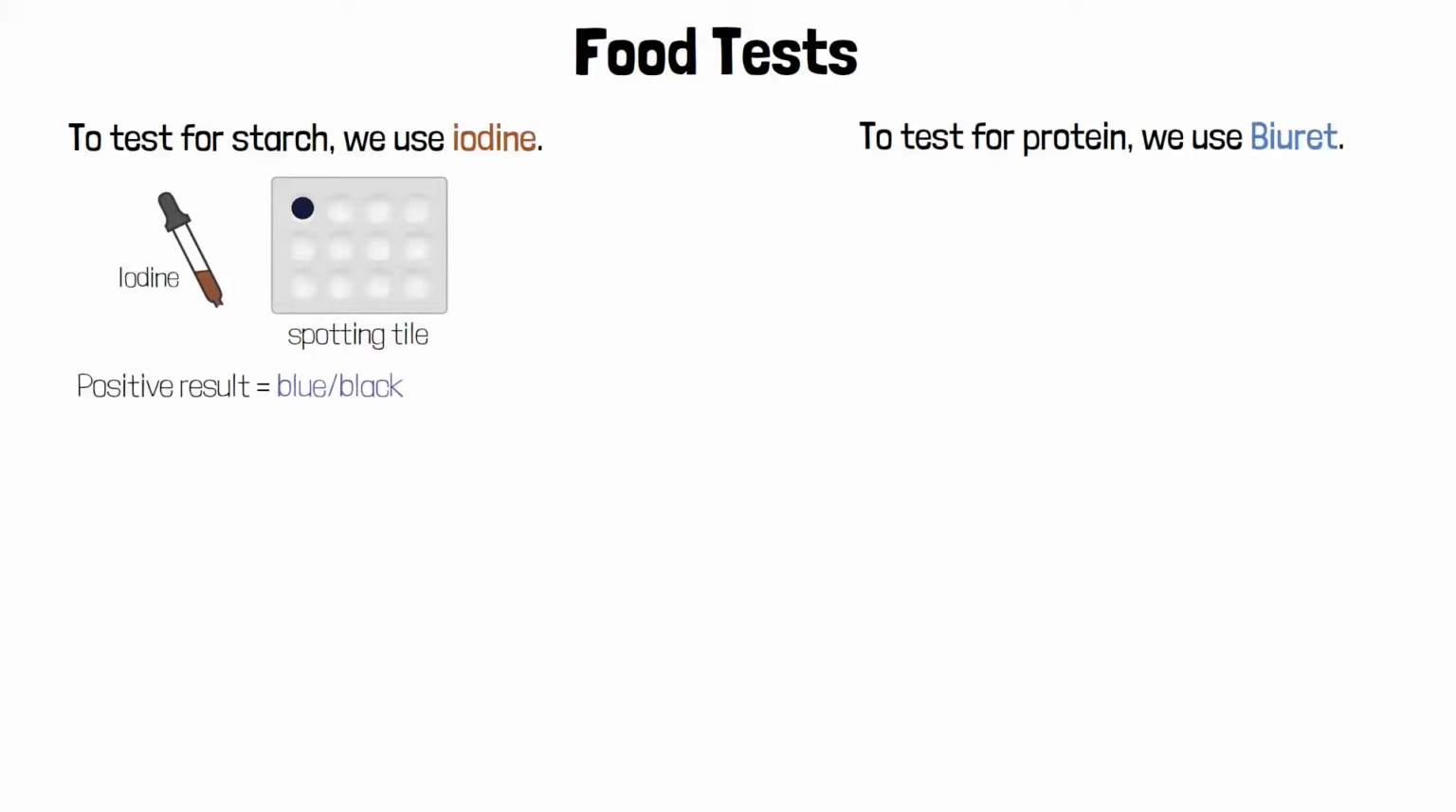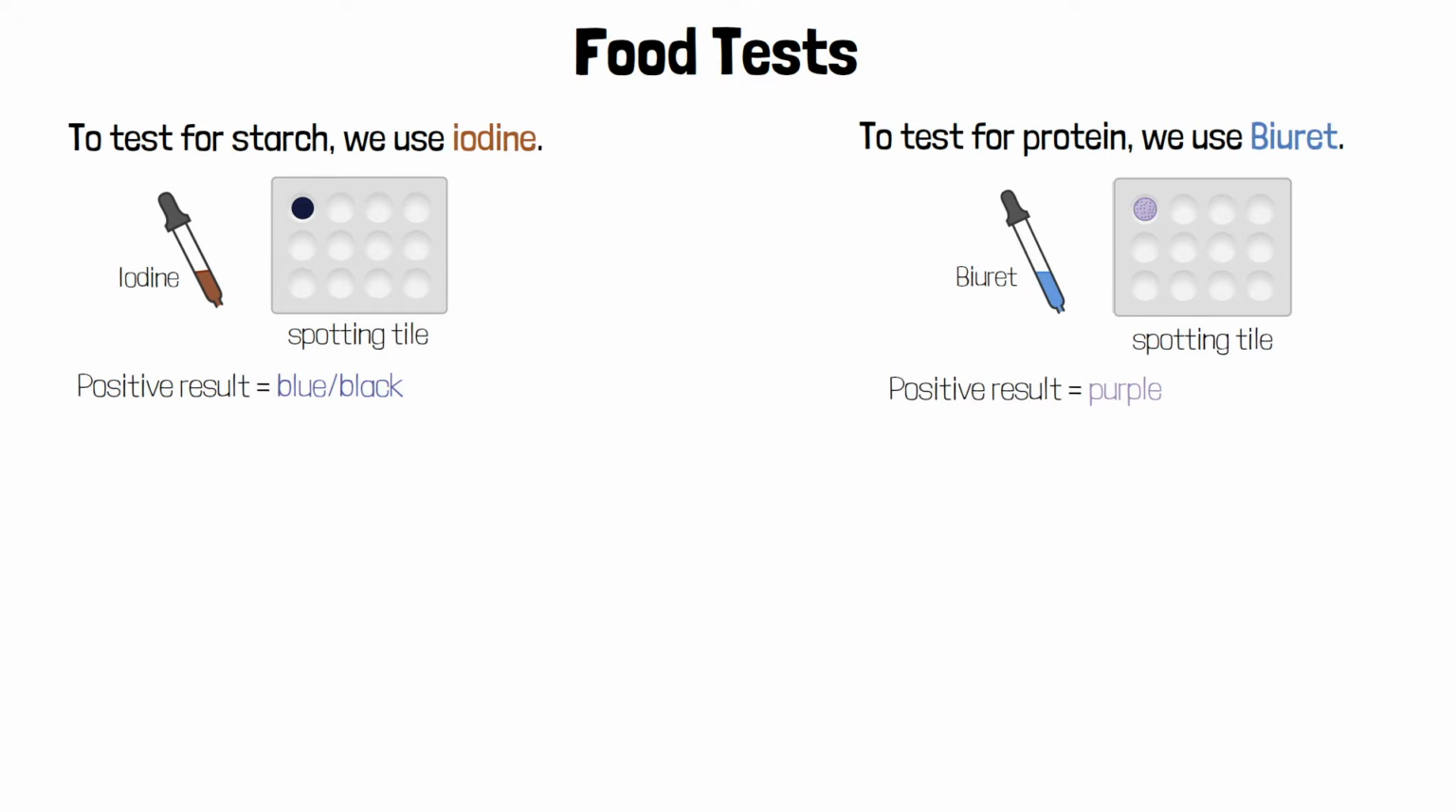To test for protein, we use a blue reagent called Biuret. We add a few drops of blue Biuret solution, and if a food contains protein, it will turn purple. If not, it will remain blue.